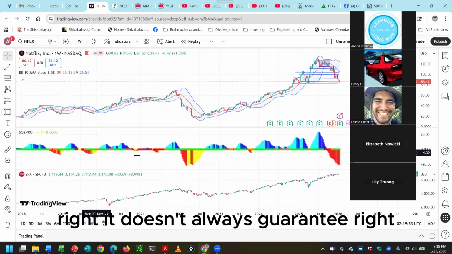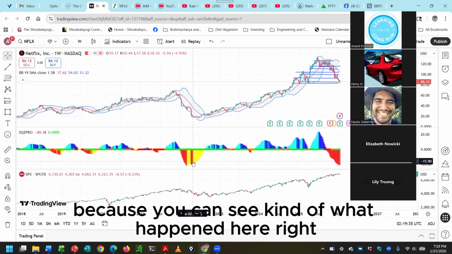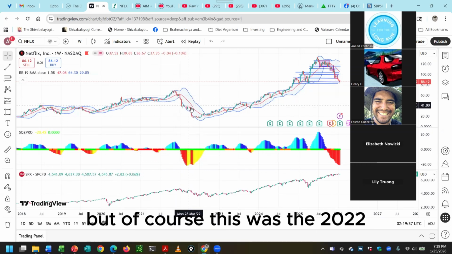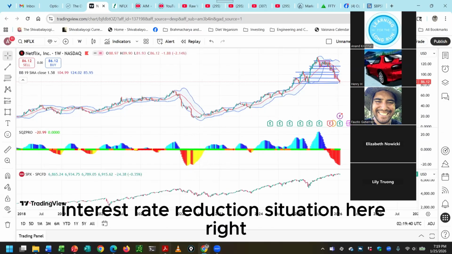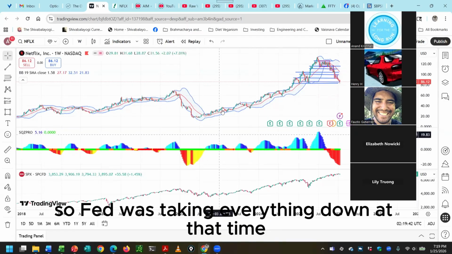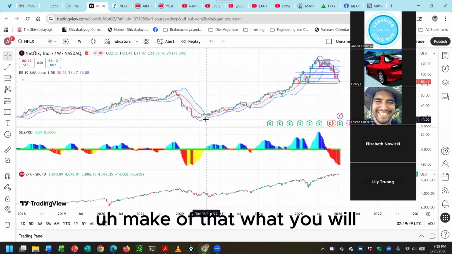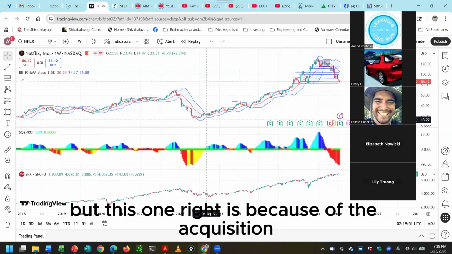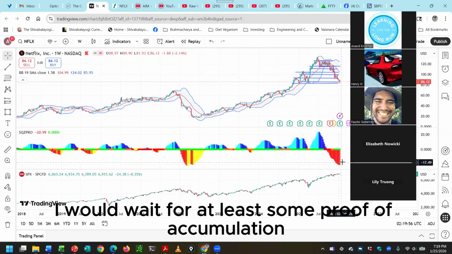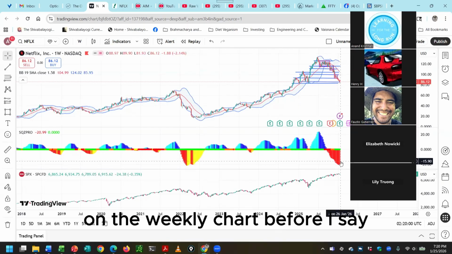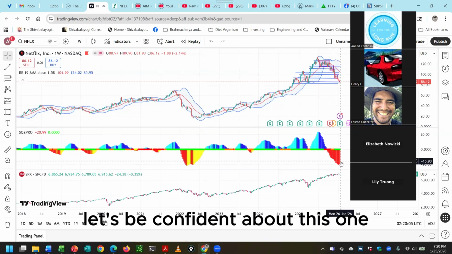It doesn't always guarantee, right? Because you can see kind of what happened here. But of course, this was the 2022 interest rate situation here, so the Fed was taking everything down at that time. So, you know, make of that what you will. But this one is because of the acquisition. So yeah, I would wait for at least some proof of accumulation on the weekly chart before I say, let's be confident about this one.